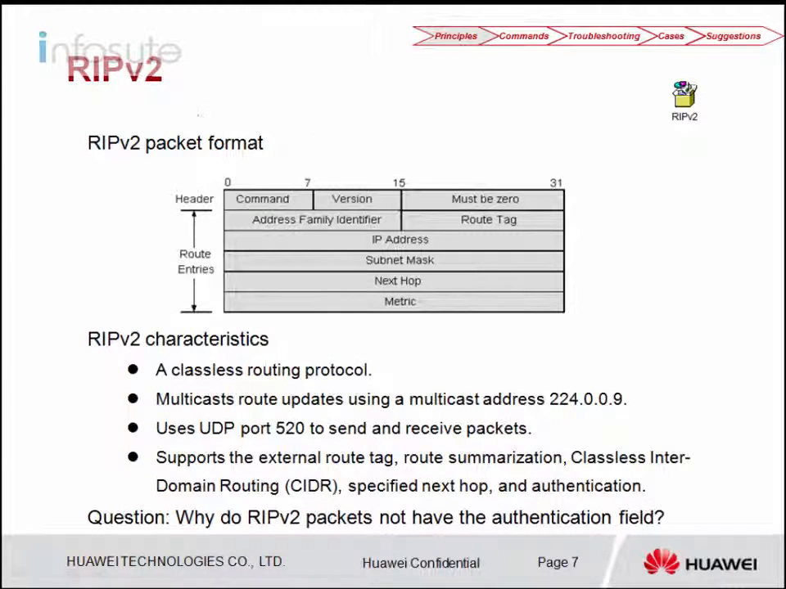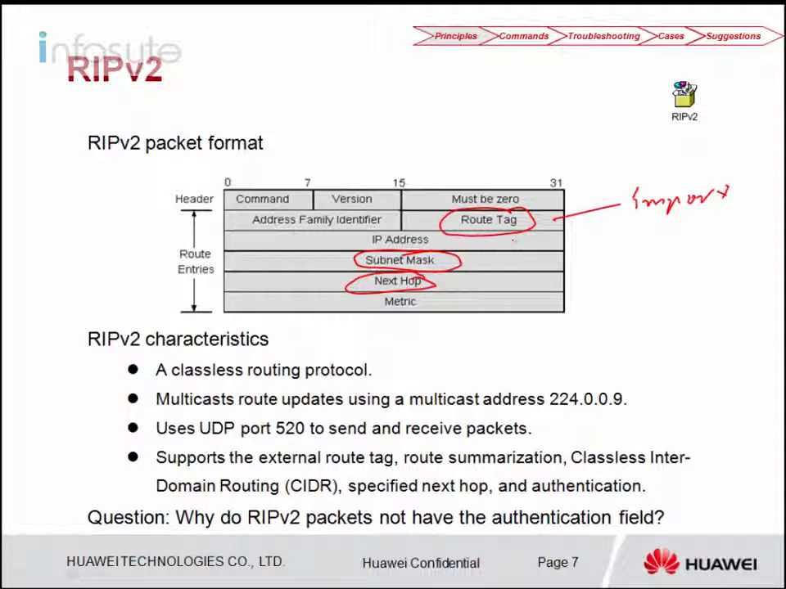Now let's look into RIP version 2. In RIP version 2, the format is similar to RIP version 1, except that you will notice there are some new fields. The route tag is new, the subnet mask is a new field, and the next hop is a new field. The route tag is used to determine whether the route has been imported into RIP through the import command.